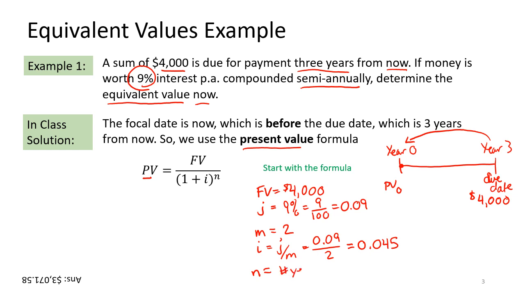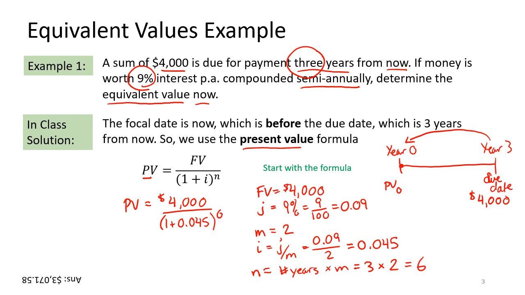Now our last term we need, just like our other questions, is our total number of compounding periods, n. That is the number of years multiplied by the number of compounding periods per year, m. In this question, it's 3 years from now, so the number of years is 3, and our number of compounding periods is 2. So our value for n becomes 3 times 2, which is 6. Substituting those values into this formula, we get our present value is equal to our future value, $4,000, divided by 1 plus 0.045, our periodic interest rate, raised to the exponent 6.